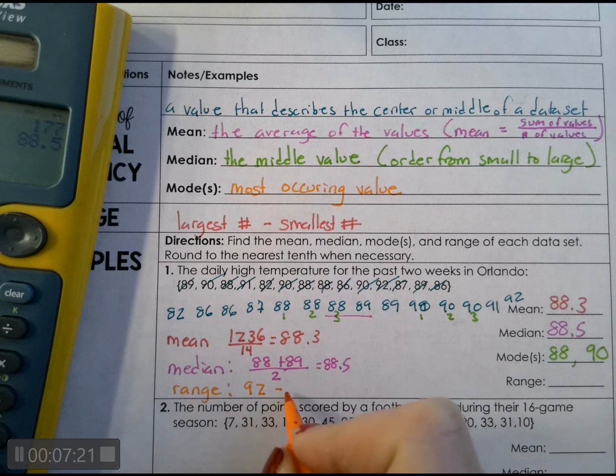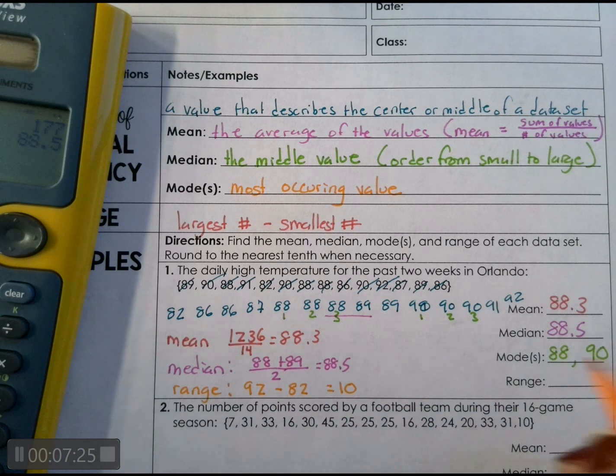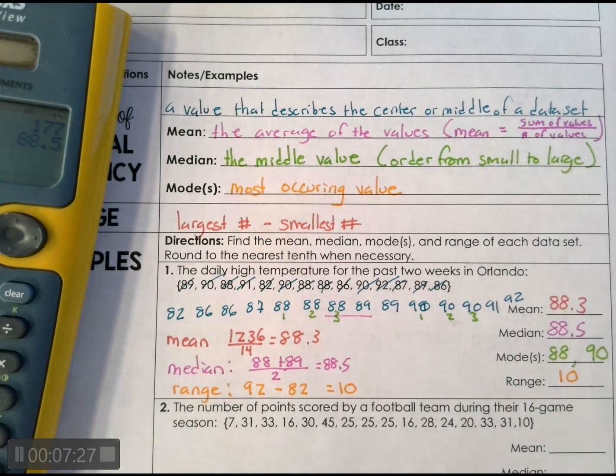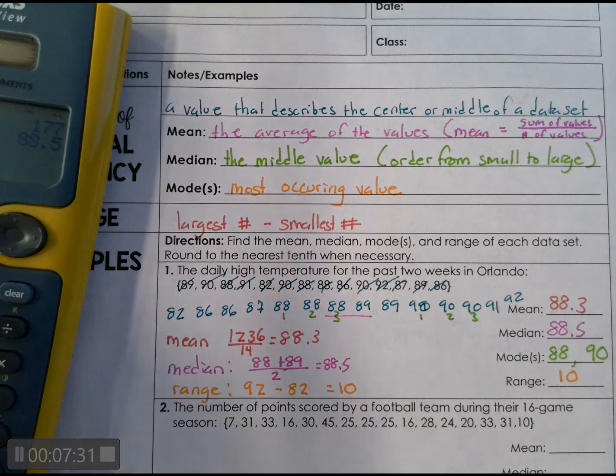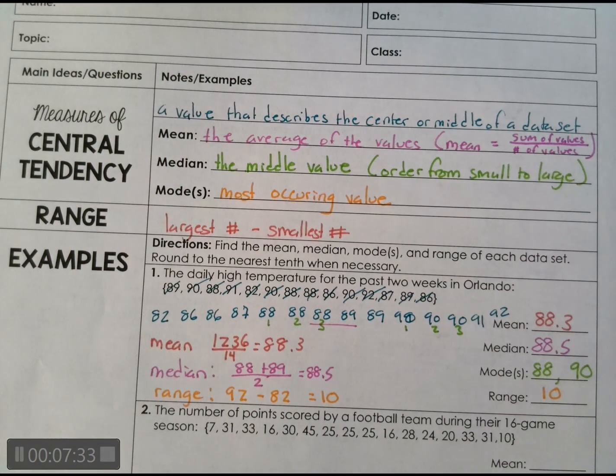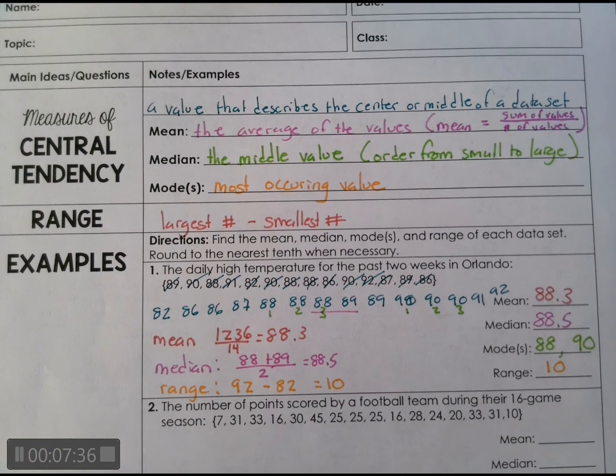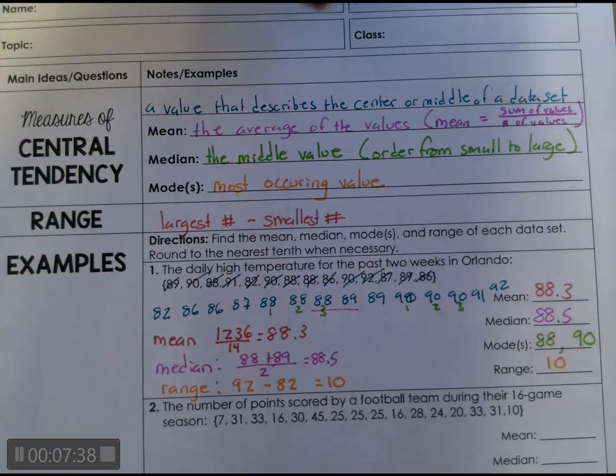Alright, and then finally our range is going to be 92 minus 82, which is going to give us 10. And we just completed our first set of measures of central tendency. Very good, guys. Alright, let's try another one.